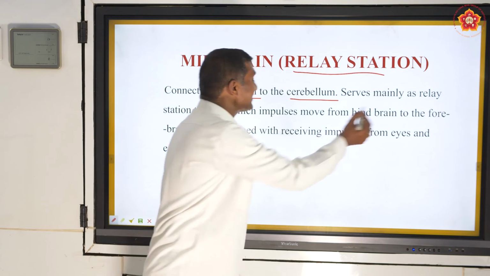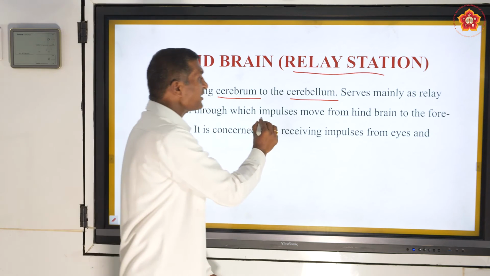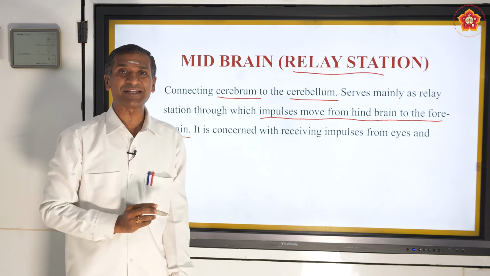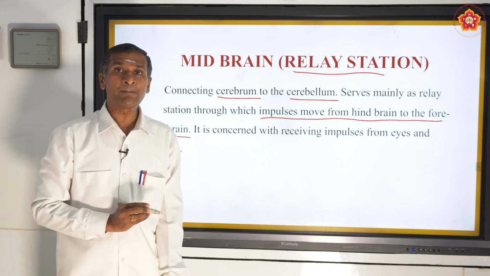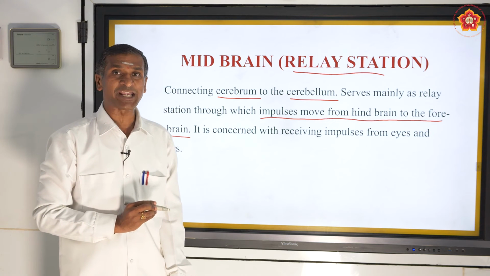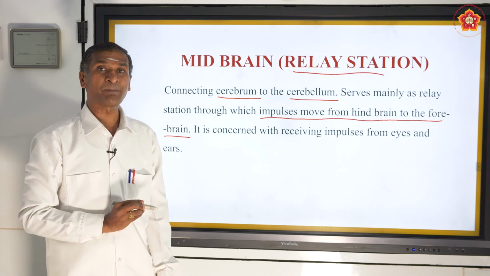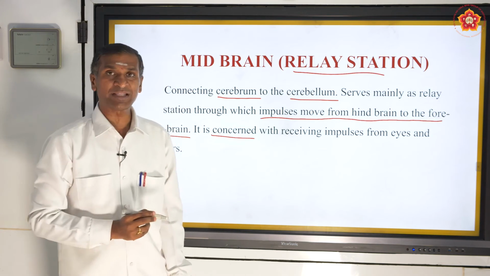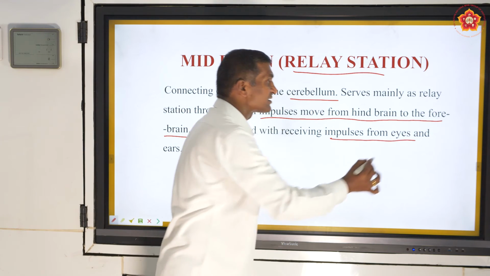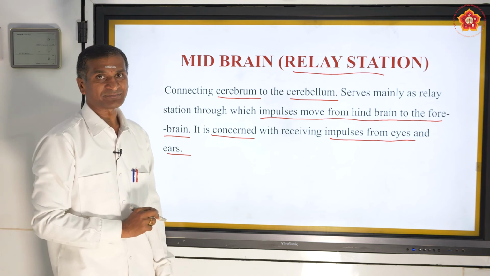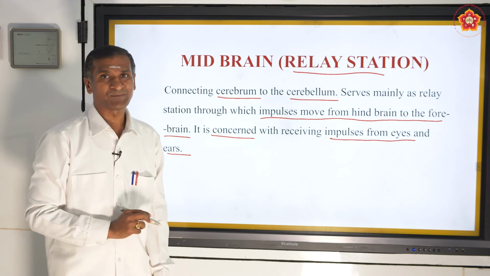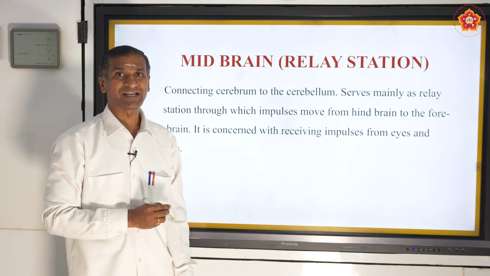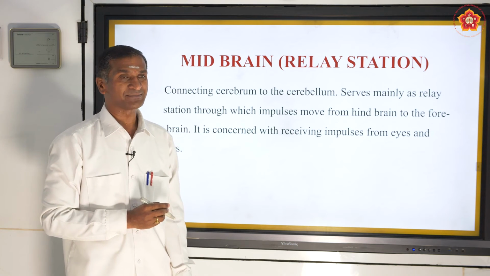It serves mainly as a relay station through which impulses move from the hindbrain to the forebrain. Why do we call the midbrain a relay station? Because the impulses are carried from the hindbrain to the forebrain. It is a pathway, it carries, so it is a relay station. It is also concerned with receiving the impulses from eyes and ears. These are the functions of the midbrain. The midbrain is also the shortest part. It is a relay station connecting the hindbrain and the forebrain.